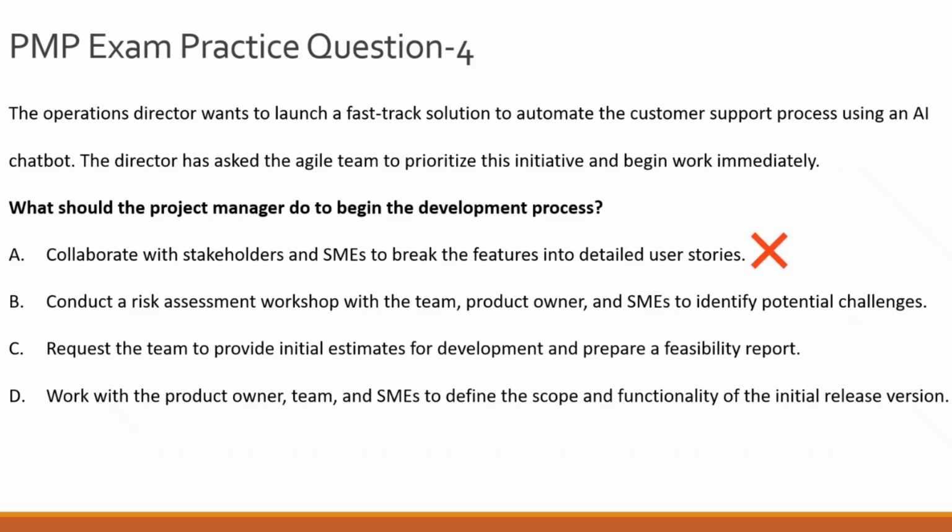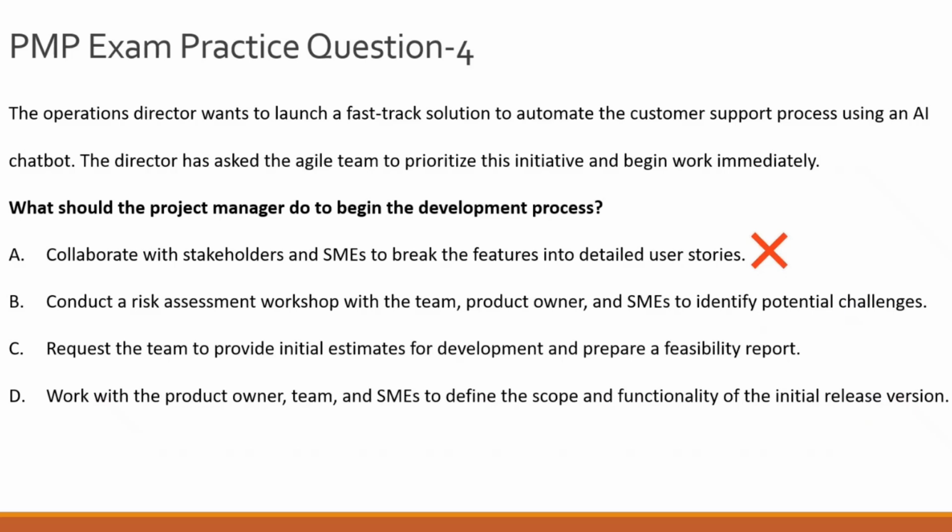Now let's look at option B, which recommends conducting a risk assessment workshop with the team or the product owner and the SMEs. Okay. Now, risk assessment is, of course, important in any project. However, agile projects, please remember, focus on iterative delivery and value realization rather than comprehensive upfront risk analysis. Now, this is a very stark difference between a waterfall project and an agile project, because in a waterfall project, what you typically do is you try to analyze and come up with as many risks as possible at the very front of the project, but this is not the case in agile.